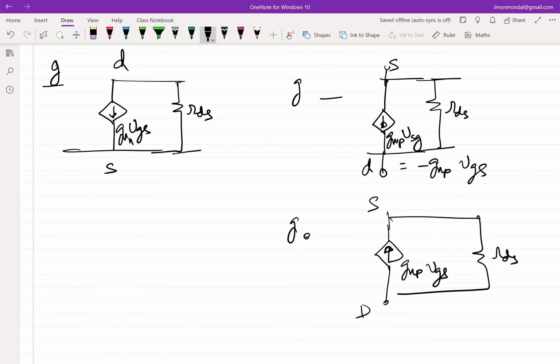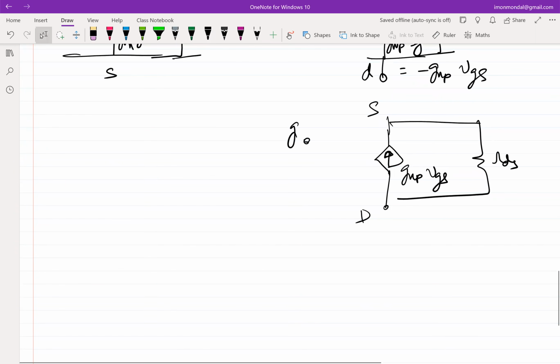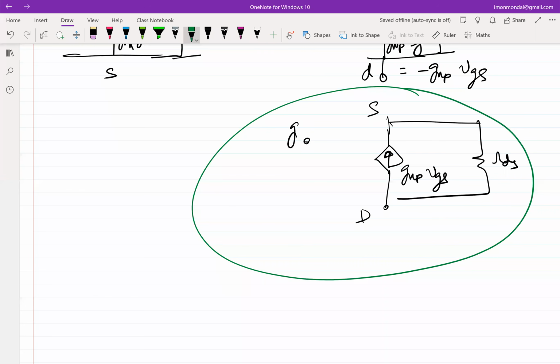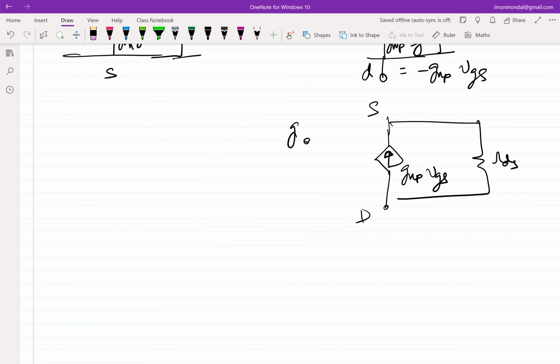So now incrementally, if I have to realize a common source amplifier using a PMOSFET, what will you do? Assume this is your model of your PMOSFET, and you have to design a common source amplifier. Talk me through the steps of how you would do it with the NMOS transistor, and we'll do the same thing in the case of PMOS.